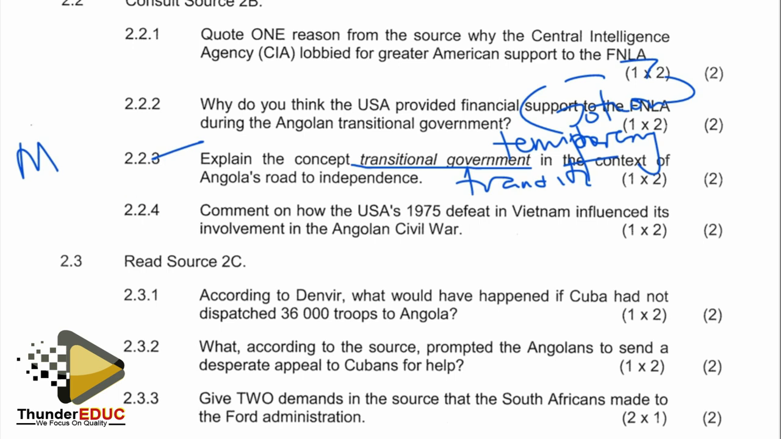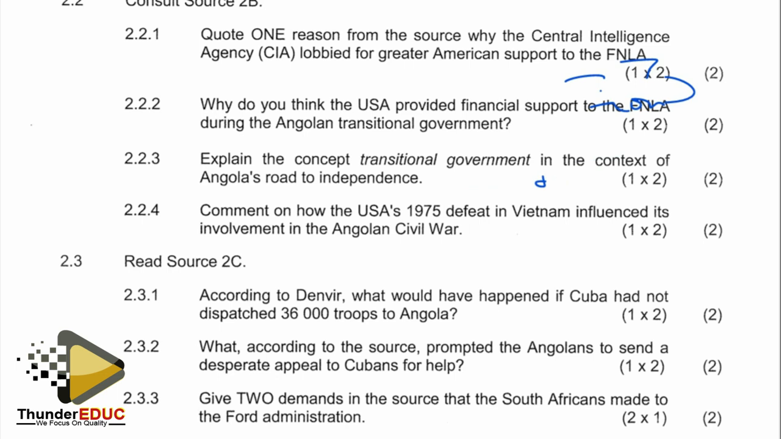We move to the next question, which is 2.24. Comment on how the USA's 1975 defeat in Vietnam influenced its involvement in Angola. I think you understand with your question number 4. It's an essay question, which is based on the war between America and the Viet Cong, where we saw America being humiliated by a small country of peasants. America, with its might, was defeated by a very small country, which is Vietnam. So why was America influenced by its defeat in Vietnam so that it got involved in Angola?